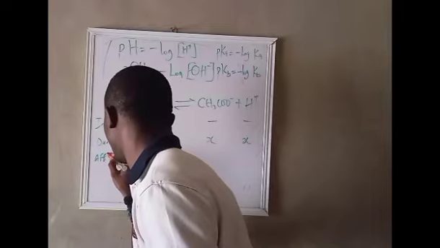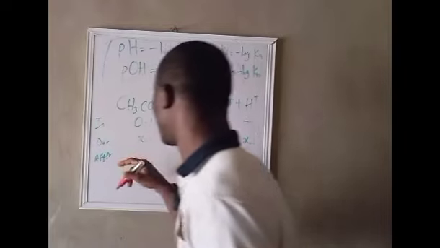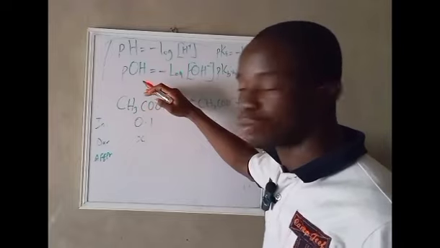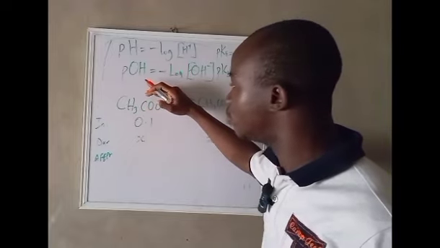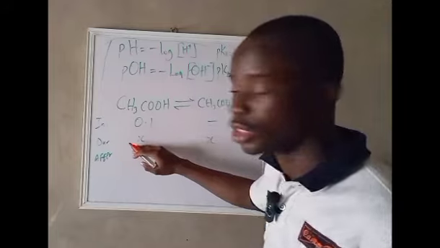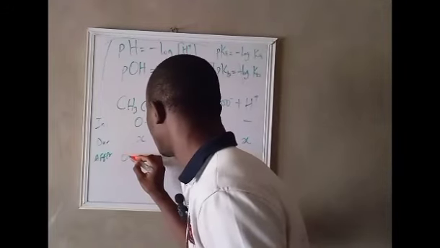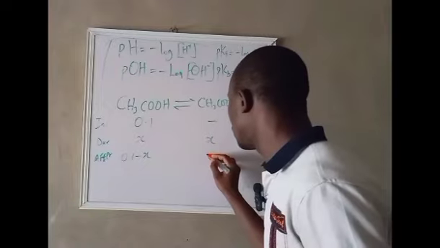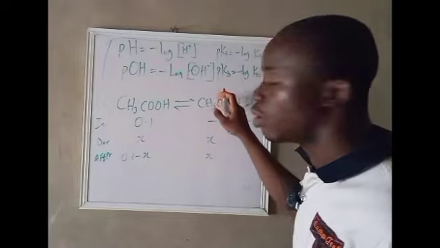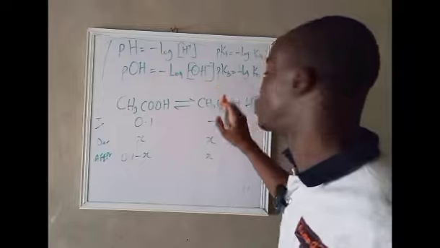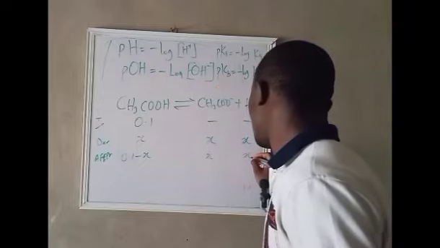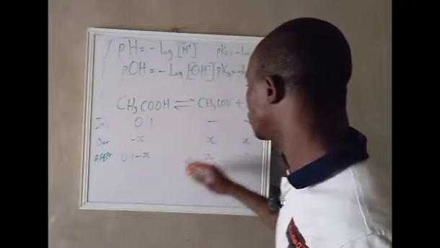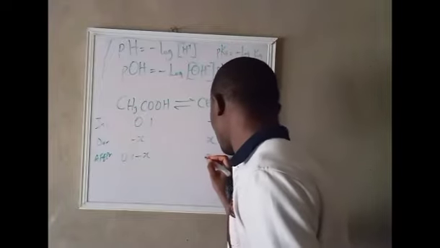after dissociation, what are we going to have? What will remain? Some of this particular reactant has been dissociated. So what will remain will be 0.1 minus X, and what you will have here will still be X, because some acetyl ion has been produced, and here you are also going to have X. So here you will subtract, but here you will add. And that's how we have it.